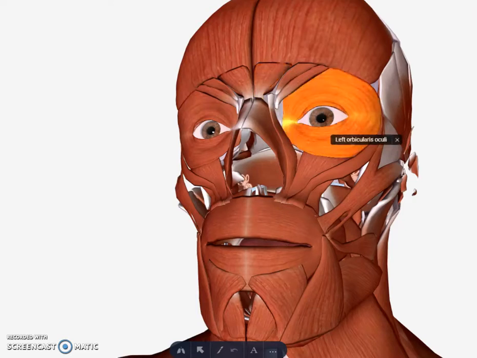This is the orbicularis oculi. It closes the eyelid. The origin is the nasolacrimal, maxillae, and frontal bone. The insertion is the skin encircling the eye.